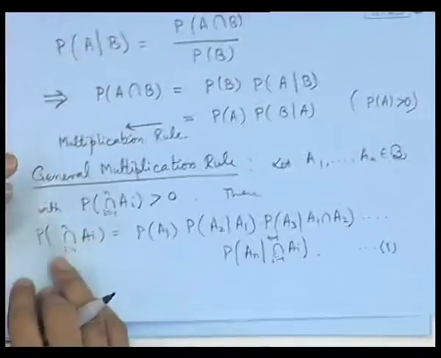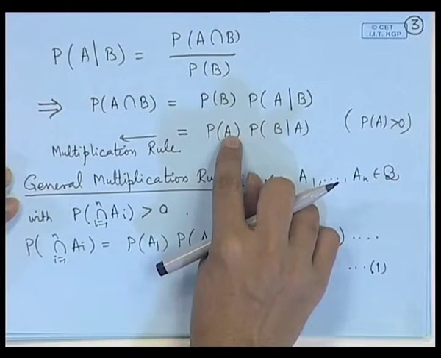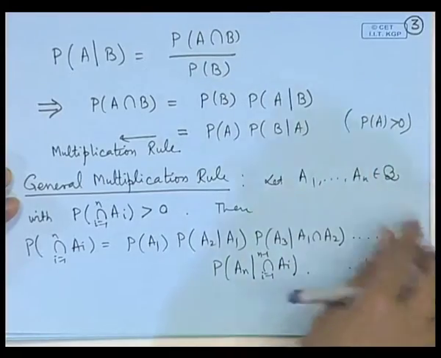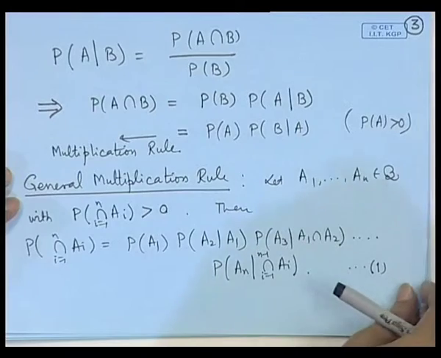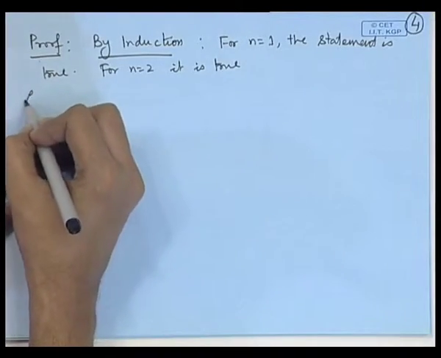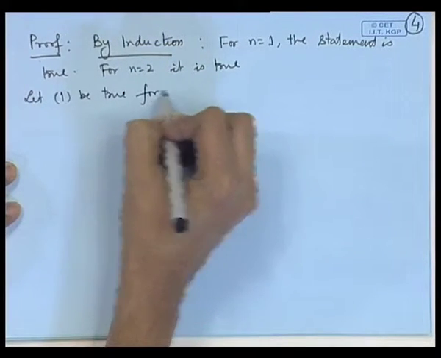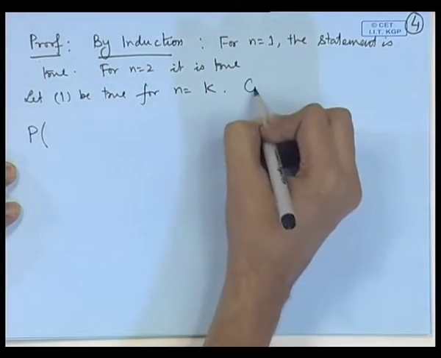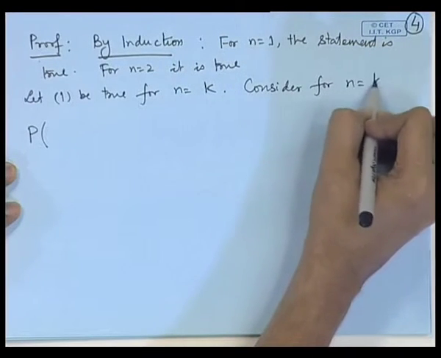For n equal to 2, it is true, as we mentioned by the definition of the conditional probability, that probability of A 1 intersection A 2 will become equal to probability of A 1 into probability of A 2 given A 1. Now, the statement for n equal to 2 will be used for extending from k to k plus 1. So, let 1 be true for n equal to k, and consider n equal to k plus 1.